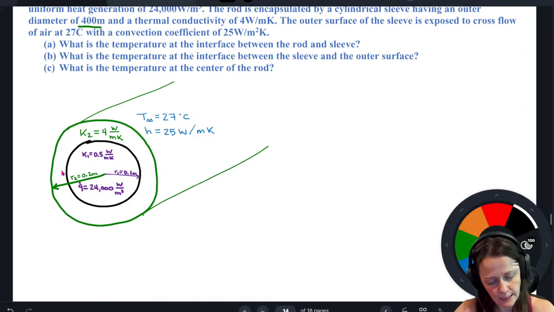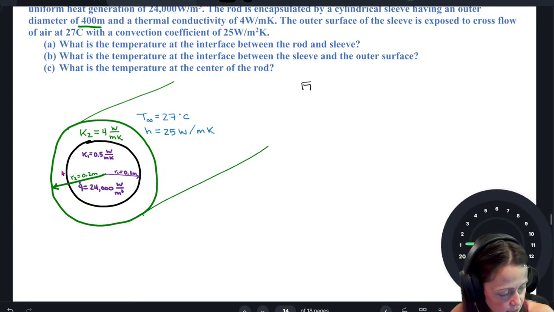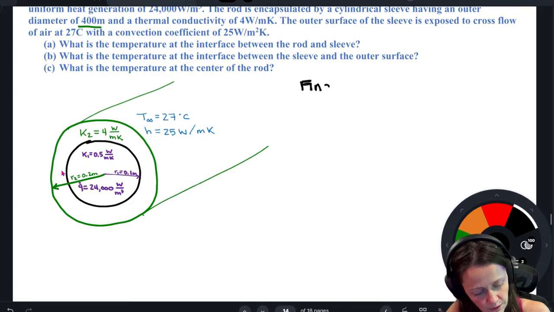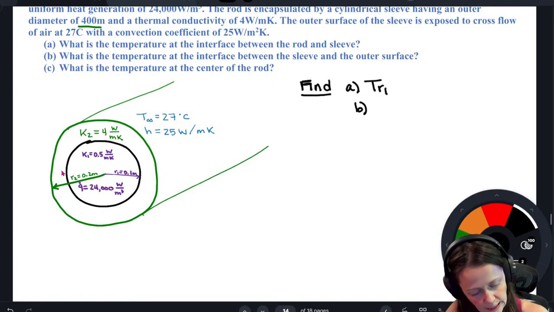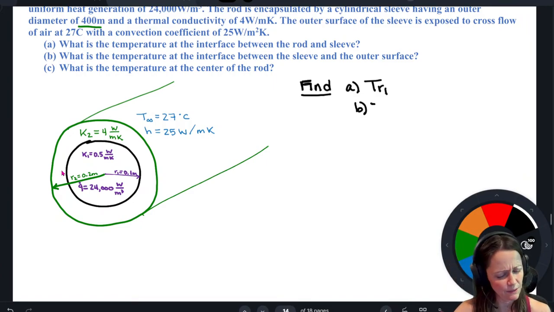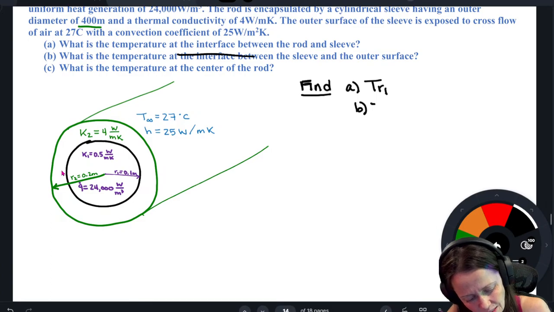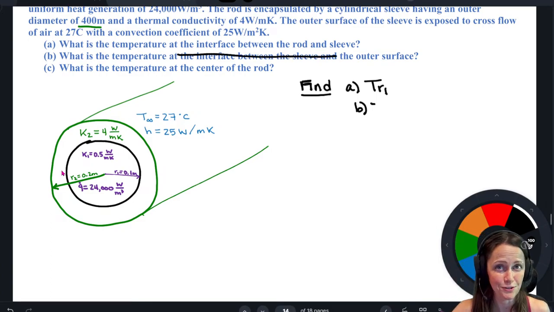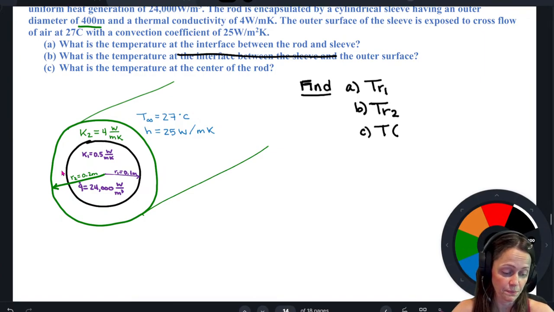So we want to find a couple of things. We want to find the temperature at the interface between the rod and the sleeve, so we want to find T at R1. We want to find the temperature at the interface between the sleeve and the outer surface. It's just the temperature at the outer surface, T R2. And then we want to also find the temperature at the center, so at R equals zero.